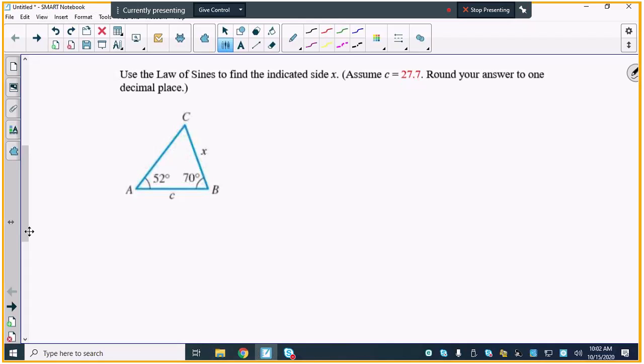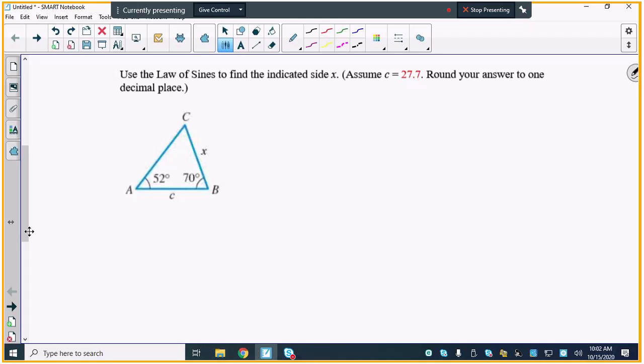Use the law of sines to find the indicated side x. Assume c is equal to 27.7 units. Round your answer to one decimal place. Okay, so we want to know x. Remember what we have talked about already.